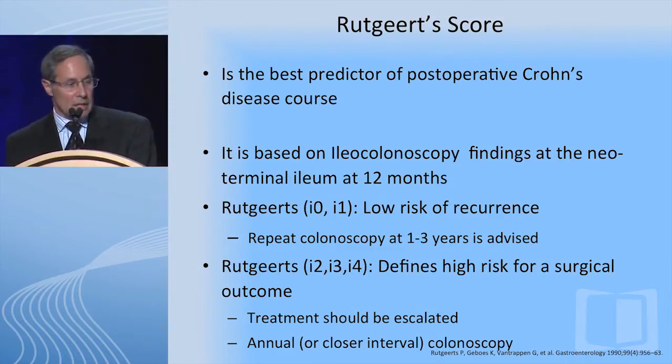The Rutgers score is the best predictor of postoperative Crohn's disease course. It is based on ileocolonoscopy findings at the neoterminal ileum 12 months after ileal resection. A Rutgers I0 or I1 indicates low risk of recurrence, low risk of need for surgery, whereas a Rutgers I2, 3, or 4 defines high risk for a surgical outcome, and accordingly, treatment must be escalated, and annual or closer interval colonoscopy should be performed.